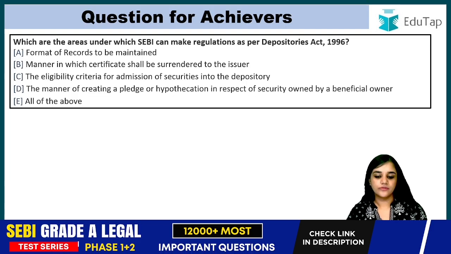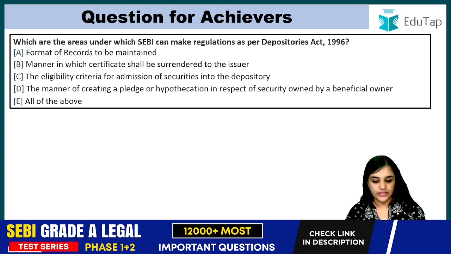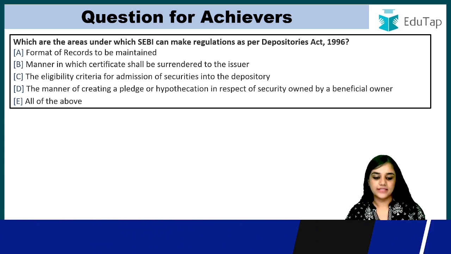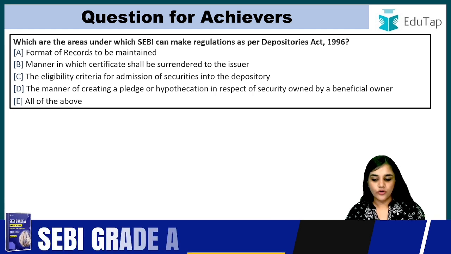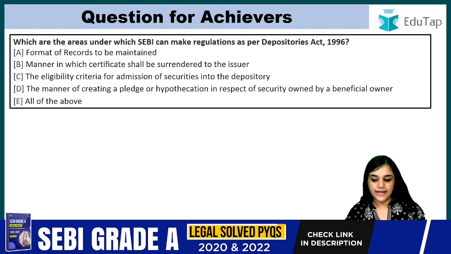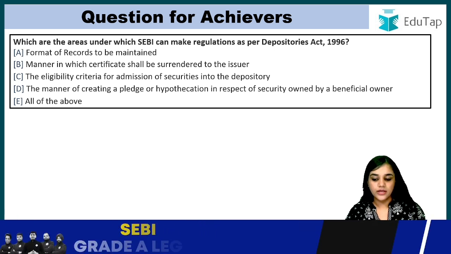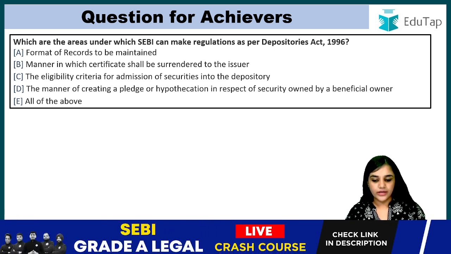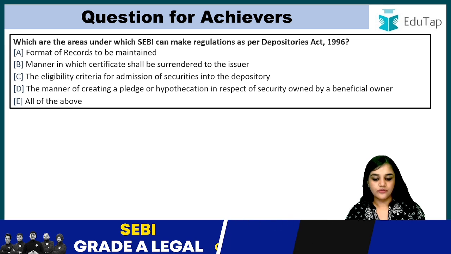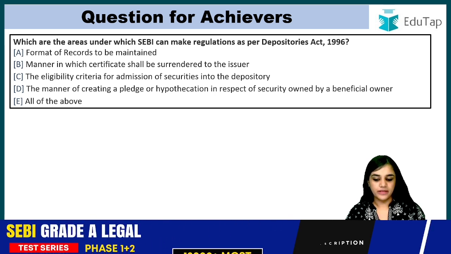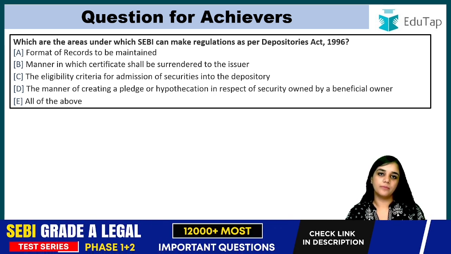This is the question for achievers. Which are the areas under which SEBI can make regulations as per the Depositories Act 1996? Format of records to be maintained, manner in which certificate shall be surrendered to the issuer, the eligibility criteria for admission of securities into the depository, the manner of creating a pledge or hypothecation in respect of security owned by beneficial owner, or all of the above. Please comment down the answer below.